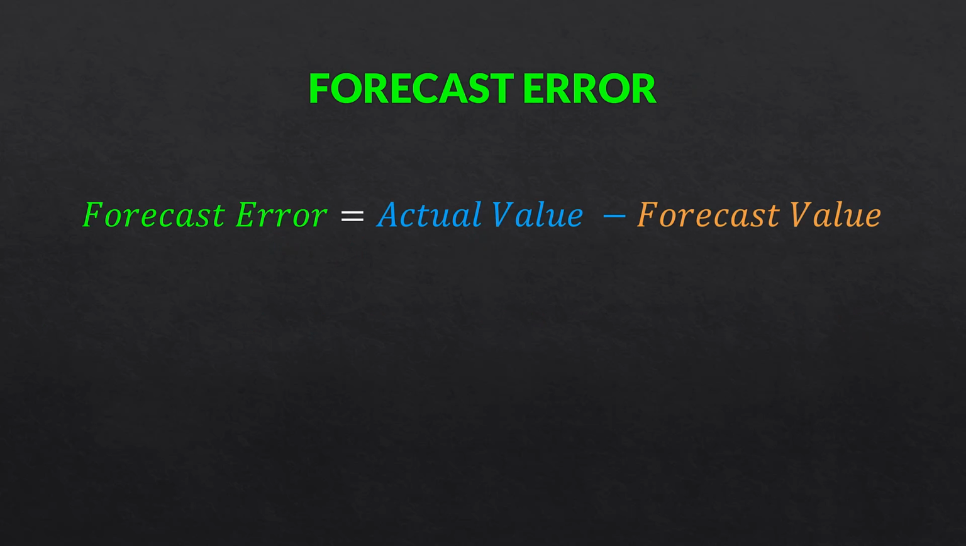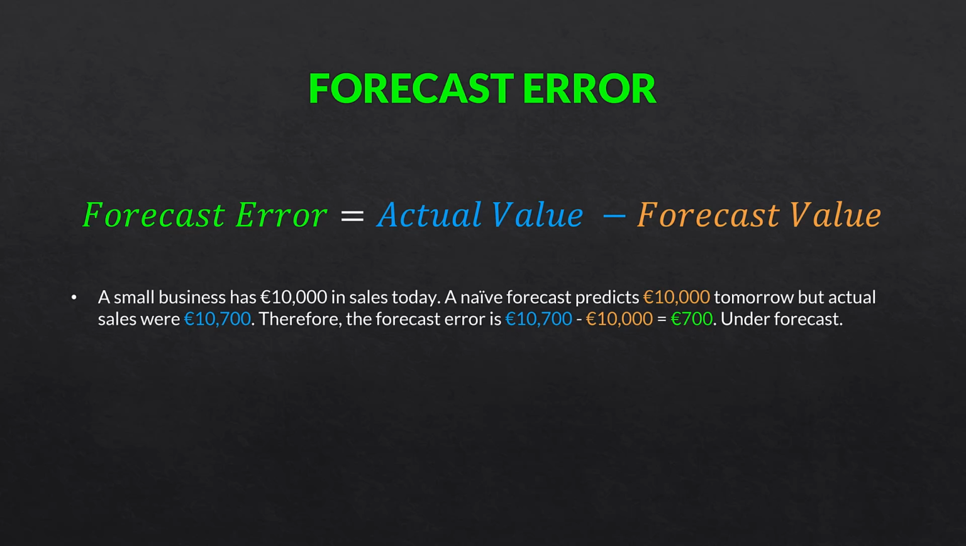Forecast error. So forecast error is simply the actual value minus the forecasted value. If you have trouble remembering that, just remember the A comes first. A small business has 10,000 euros in sales today. A naive forecast predicts 10,000 euros tomorrow, but the actual sales were 10,700 euros. Therefore, the forecast error is 10,700 minus 10,000. So that is the actual value minus the forecast value, and that equals 700 euros. That was an under forecast because the forecast value of 10,000 euros is less than the actual value of 10,700 euros.